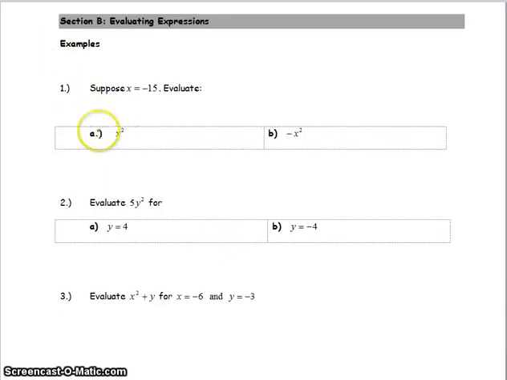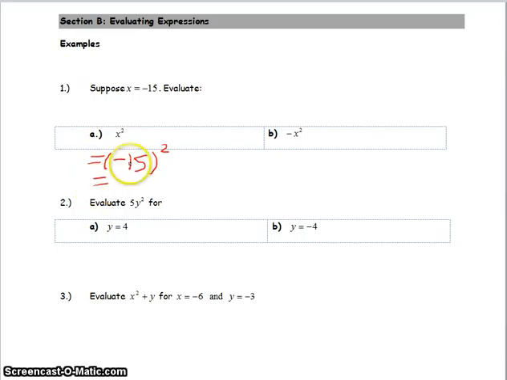Okay, class, on this next page we're going to do some substitution. We are going to substitute in negative 15 for x. So we come here to a. Now with a here we have x to the second power. So we're going to substitute in negative 15 for x. And as I told you all before, whenever we substitute, we always put the value in parentheses. So we will put negative 15 in parentheses, and that's squared.